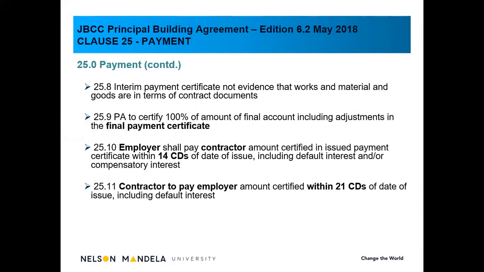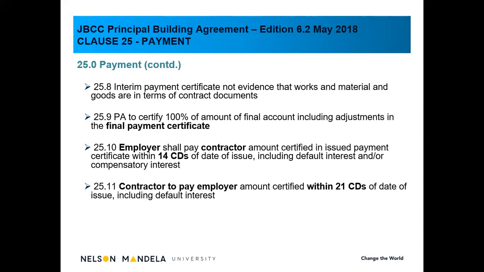25.9, the principal agent to certify 100% of the amount of the final account, including adjustments, and those adjustments we will talk about when we do the final account. So only in the final account, I will include everything, contract instructions, all the necessary adjustments, final escalation. And then based on that final figure, I will then issue a final payment certificate.